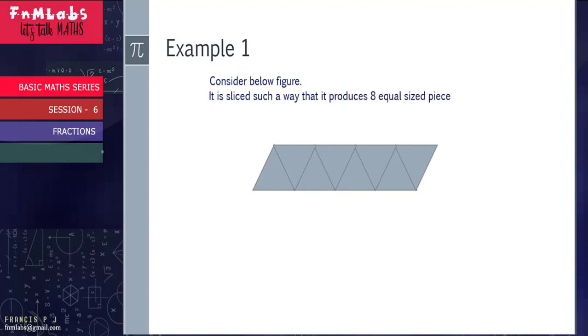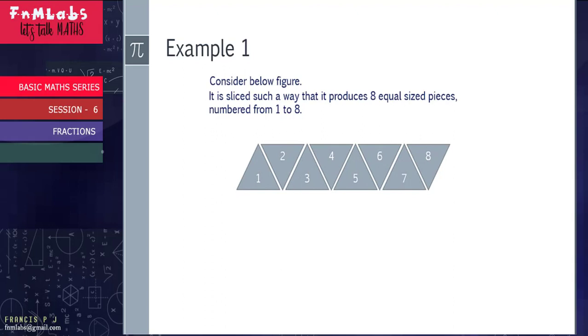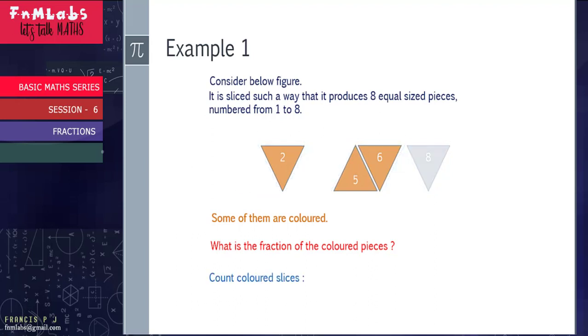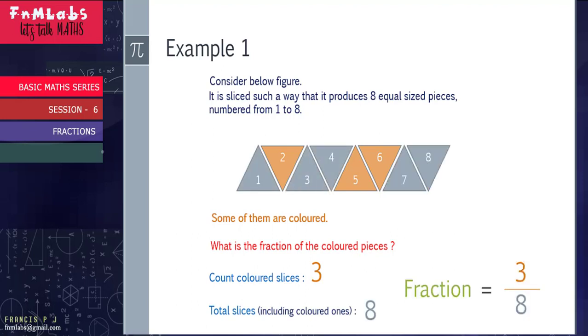It is sliced in such a way that it produces 8 equal-sized pieces, numbered from 1 to 8. Some of them are colored. So what is the fraction of the colored pieces? To find that, count the colored slices. There are 3 colored slices. The total slices, including colored ones, are counted up to 8. So the fraction is 3/8.